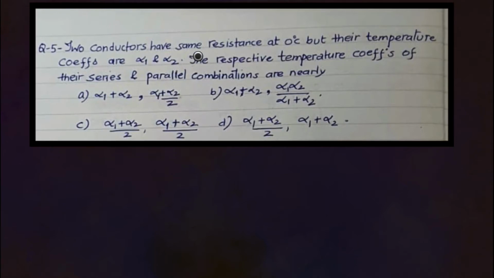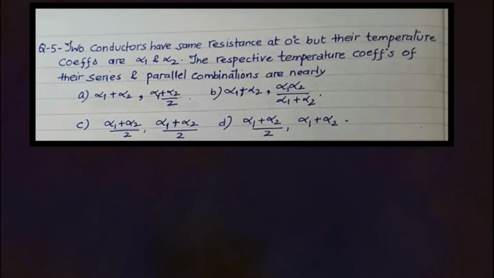Two conductors have the same resistance at 0 degree Celsius, but their temperature coefficients are alpha 1 and alpha 2. The respective temperature coefficients of their series and parallel combination are nearby. There are 4 options. Here the resistances at 0 degree Celsius are given, and the temperature coefficients are also given. Let us solve it.